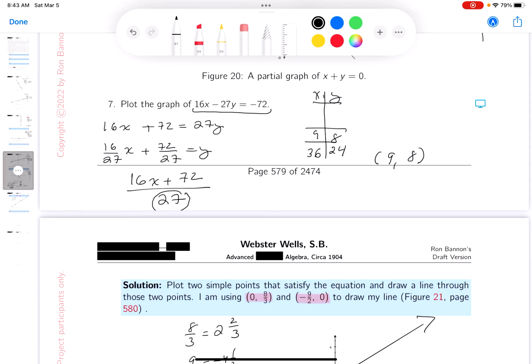Before I say anything, though, I want to point out I clearly see a pattern over here. So 9 to 36, it went up 27. And 8 to 24, it went up by 16.